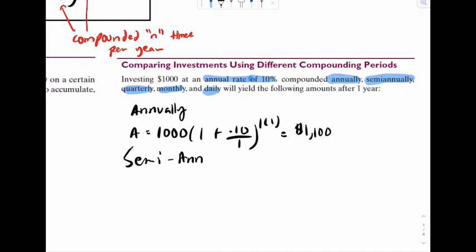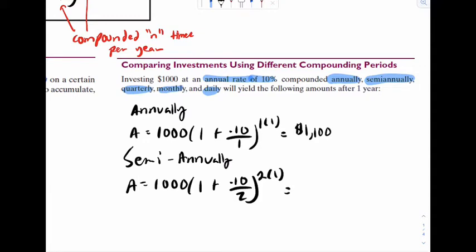Now let's go on to semi-annually, and let's see what happens. A is equal to 1,000 times (1 plus 0.10), but semi-annually means you compound the interest twice. So you're going to put a 2 here, and then 2 and 1. What's going to be weird here is the calculation is very similar, except there's a 2 here, and we're going to see how that actually does affect what happens.